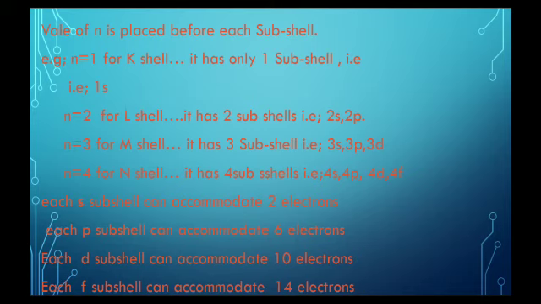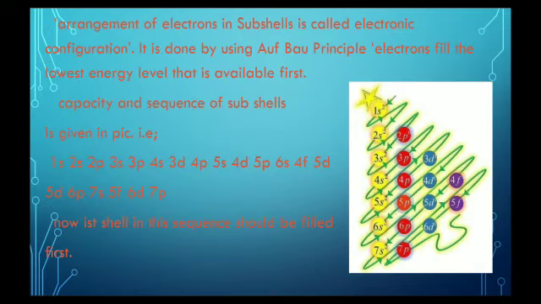Then how many in D? 6 plus 4, 10. So you cannot put more than 10 in it. Wherever a D subshell is written, you cannot put 11 in it. You can put 10 or fewer than 10. Clear? Now next is the arrangement of the electrons in these subshells.